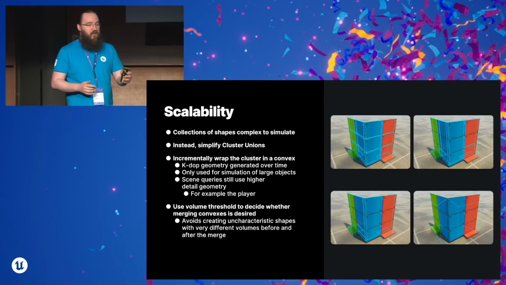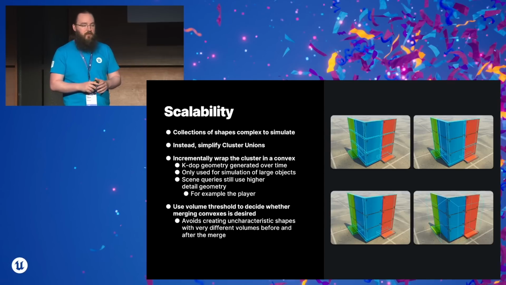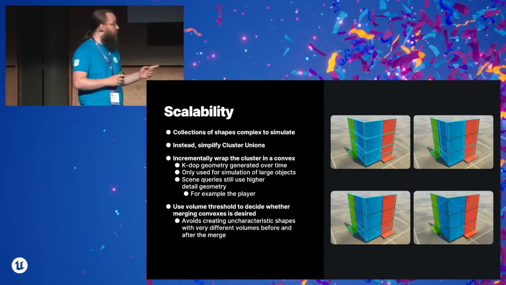So to solve this, we incrementally simplify cluster unions. We wrap the collection in a convex hull over time. The shape is only used for simulation, so if you have a character running through the world, they're still querying against the actual geometry, which is still there, just disabled for simulation.